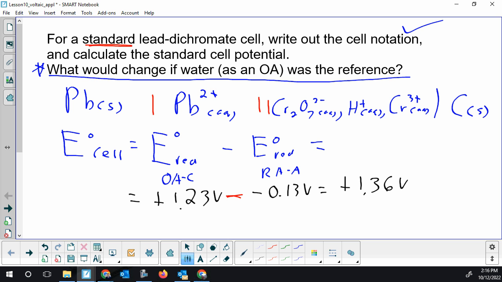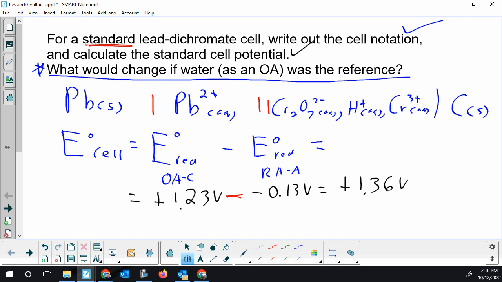Voltaic cells should always be spontaneous. They should always be positive. The positive means this happens on its own. You connect it up, the electrons freely go from the anode to the cathode. So we've answered that. So that kind of ends the more review part.